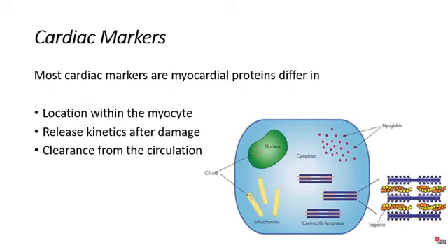Most of the cardiac markers in our practice are myocardial proteins, which differ in their distribution within the myocyte. This in turn is reflected in their release from the cells into the bloodstream, which is released earlier and which is released later. So the release kinetics depend on their distribution within the cell, and in addition their clearance from the circulation.